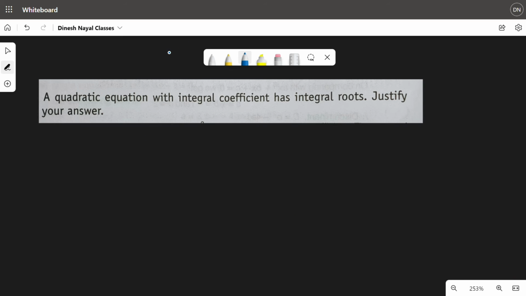Now question number 3. Question 3: a quadratic equation with integral coefficients has integral roots. Justify your answer. So the coefficients should be integral and the roots should be integral. So the answer is no. Because if we take a quadratic equation, for example 3x square minus 7x plus 2, we can see the coefficients are all integral.